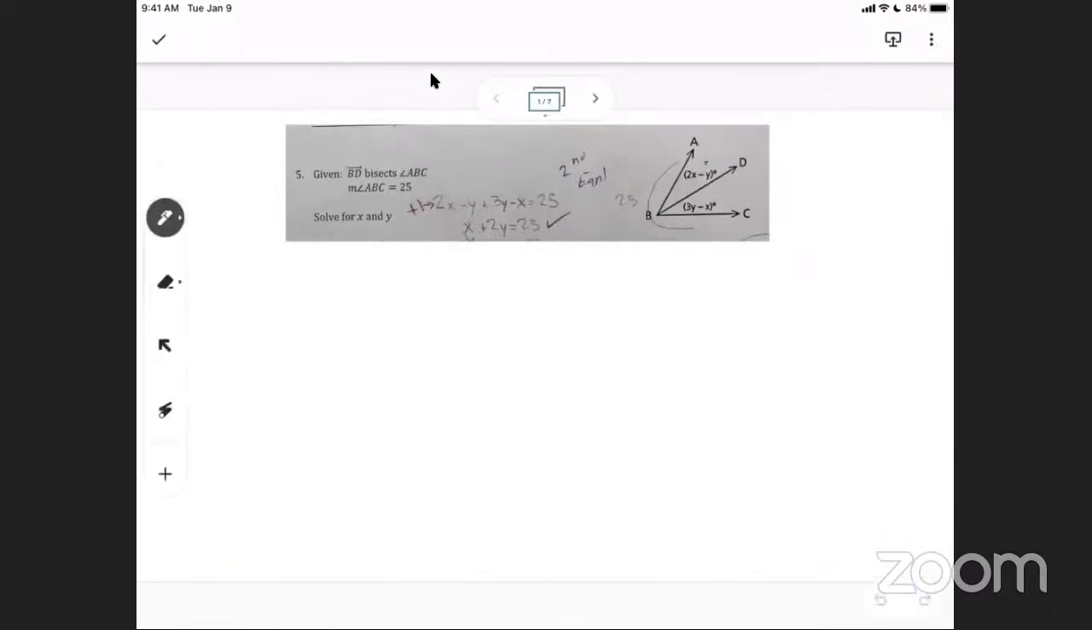All right, here we go. So this first question says, given that BD bisects ABC and the measure of that is 25, solve for x and y. Okay, so this isn't a proof, this is a solve one. Now the fact that it bisects it means that these two are equal to each other, right? So we're going to write 2x minus y equals 3y minus x, because we know they're equal to each other. And they told us that angle ABC is 25, so we know each of those is 12 and a half.